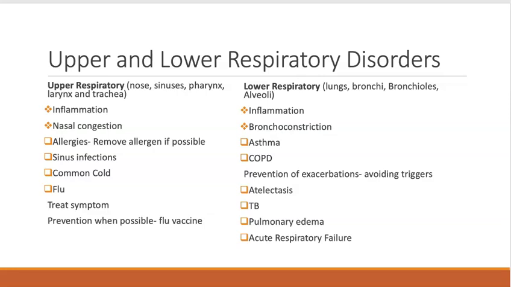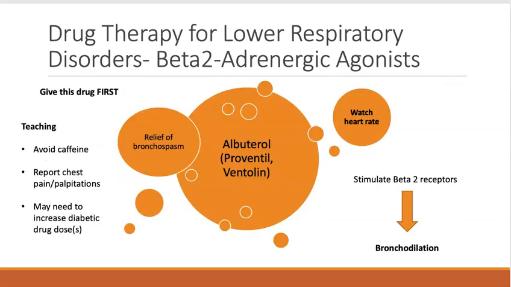So we're going to jump into the lower respiratory first, and the first drug we're going to talk about is a beta adrenergic agonist. So we are stimulating those beta receptors, which are both in the heart and in the lungs. And so we can see impacts there. What we want to happen is bronchodilation. But we know that when we stimulate those beta receptors in the heart, we can also cause an increased heart rate or tachycardia. So we do have to watch for those effects.